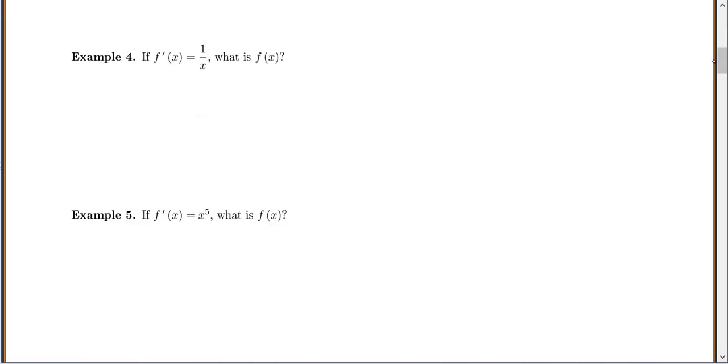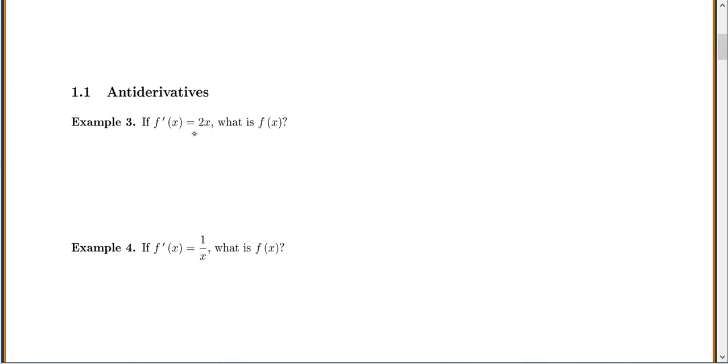So let's practice, and at this point we're basically guessing and checking. So let's say f prime of x equals 2x, then what was f of x? So what would you have to start with to get a derivative of 2x? So let's kind of guess and check. I think it might be x squared. If I start with x squared, let's take the derivative again to double check. The derivative would be 2x. That's what it was supposed to be. So my antiderivative of 2x is x squared.